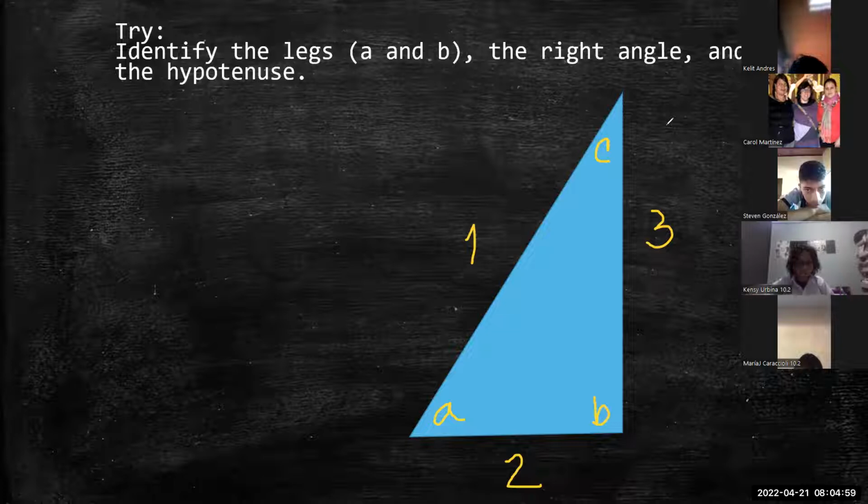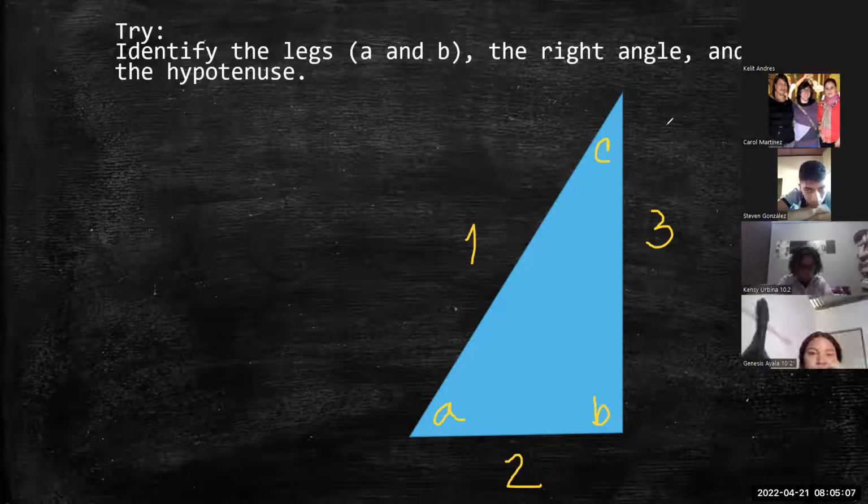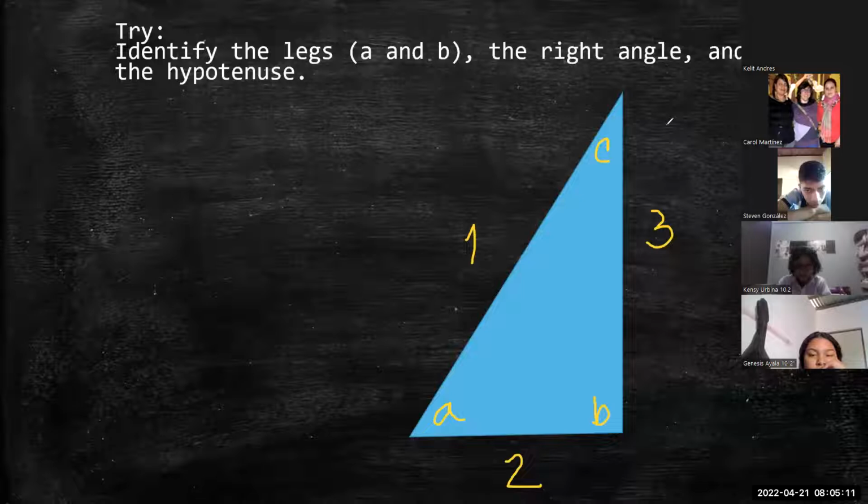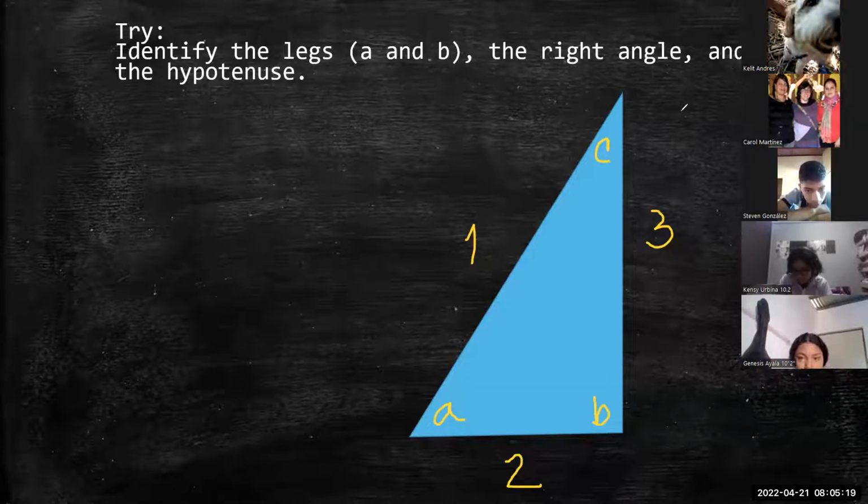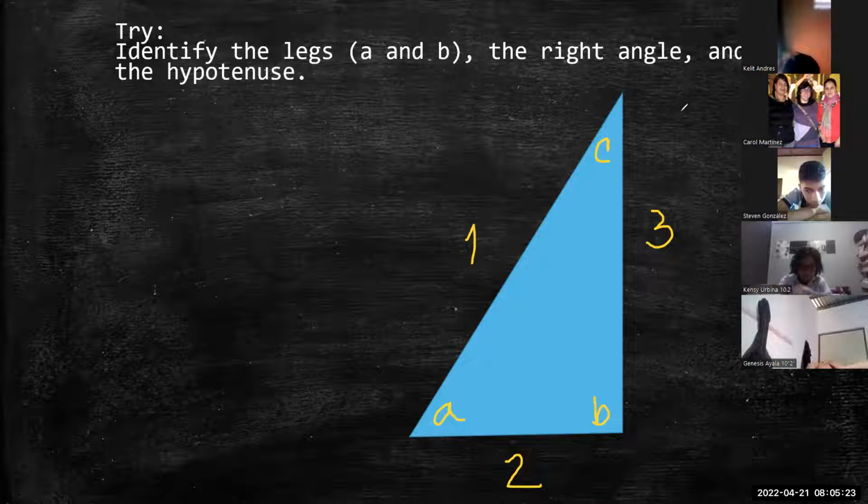The angles are the letters A, B, C. Which one is the right angle? B. Yes, very good. It's B. So now that you identify the right angle, can you please tell me what side is the hypotenuse?